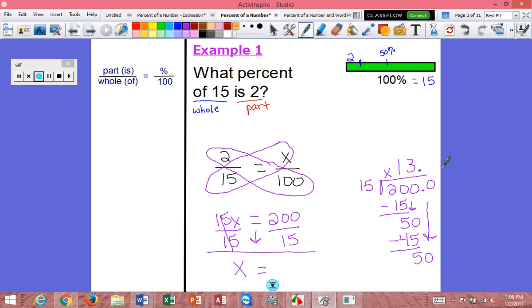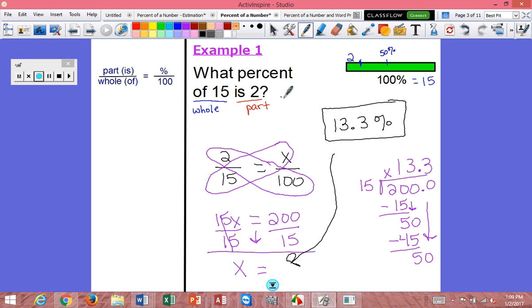So what I'm going to do is just round it to the tenths place, and that would be 13.3. Now remember, this is a percent. Our question asked for a percent. So this would be approximately 13.3%. And yes, it is okay if there is a decimal inside of the percent. This is still a percent. Draw an arrow to that.